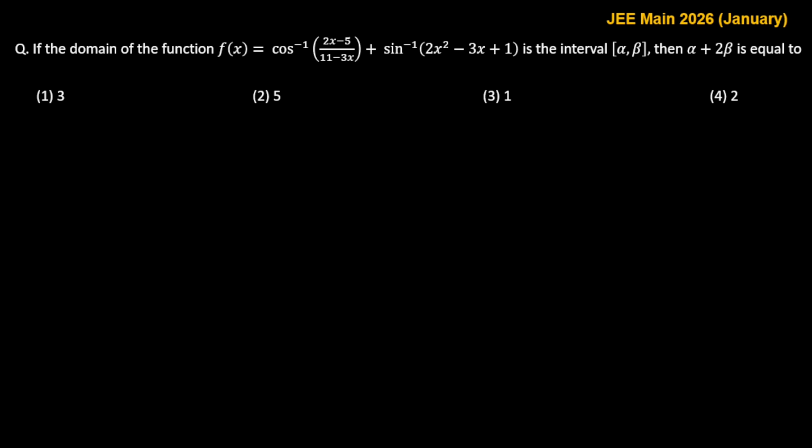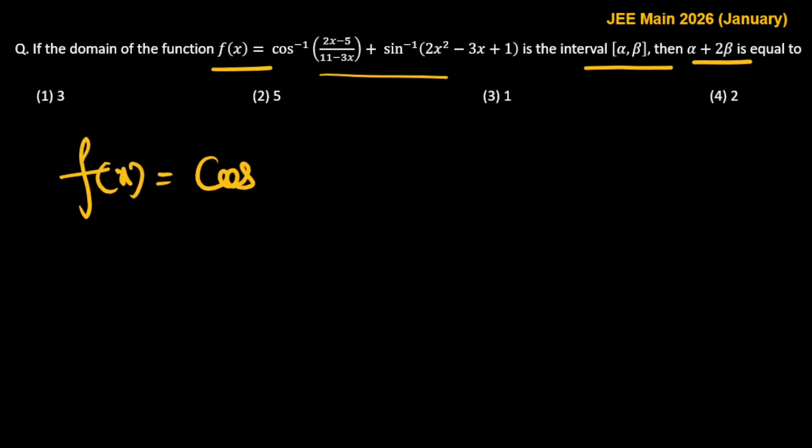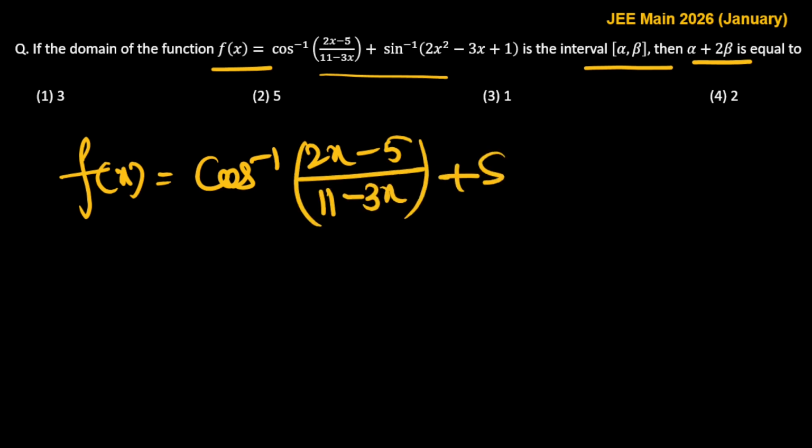In the question, it is given that the domain of the function f(x) is the closed interval [alpha, beta], and we are asked to find the value of alpha plus 2 beta. First we write the function f(x) = cos inverse of (2x minus 5) over (11 minus 3x) plus sine inverse of (2x square minus 3x plus 1). So we need to find the domain of this function.